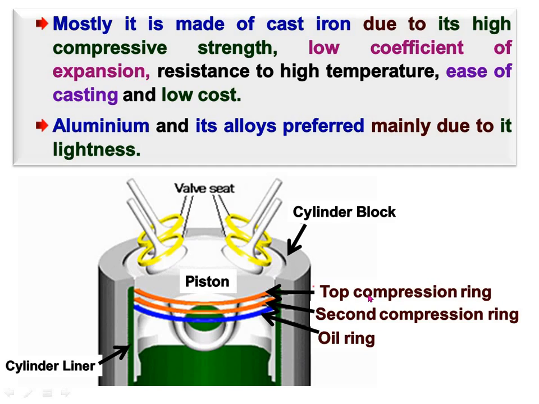The top and second compression rings act as compression rings, which do not allow the burnt gases to escape from the cylinder to the outside with the sliding motion of the piston. And this oil ring does not allow the oil to go into the cylinder liner.